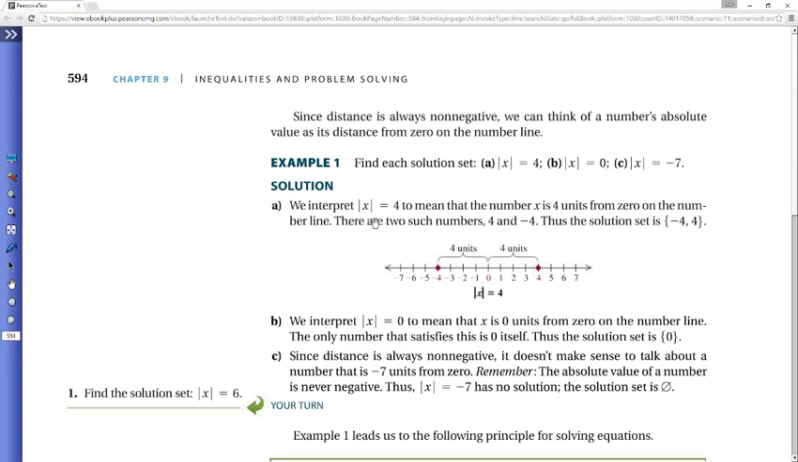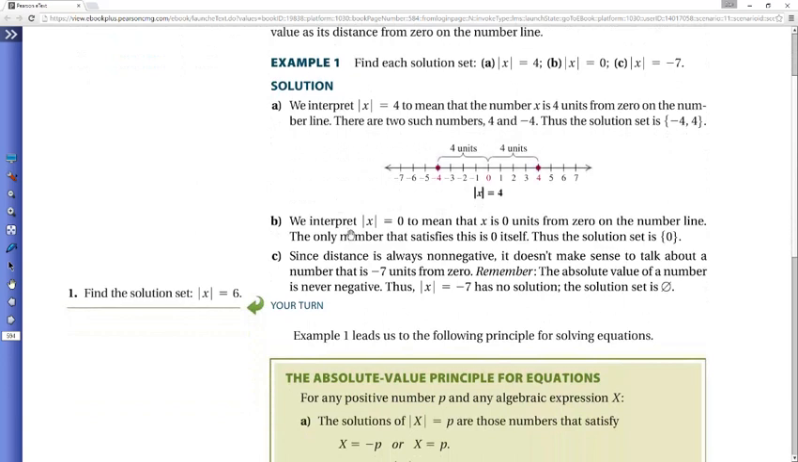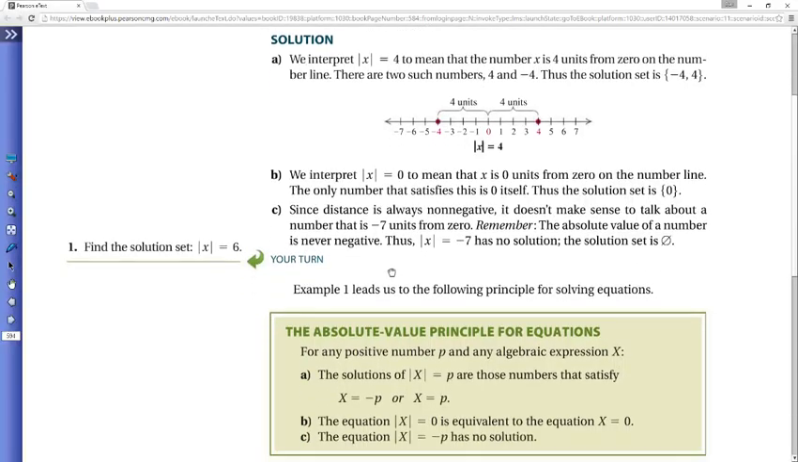The absolute value of x equals 4. Now what that means is x is 4 units from 0, and we have two places that it occurs on the number line: at negative 4, which is 4 places away from 0, and at positive 4. And we also would interpret the absolute value of x equal to 0 as being 0 away from 0, or it is actually the number 0.